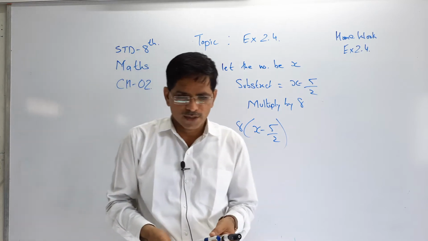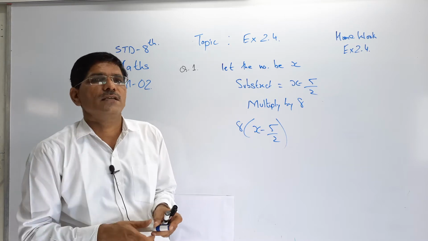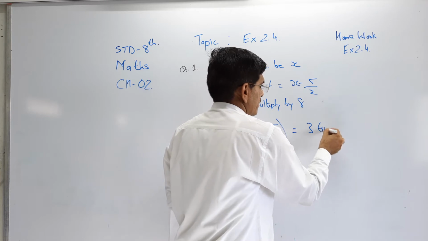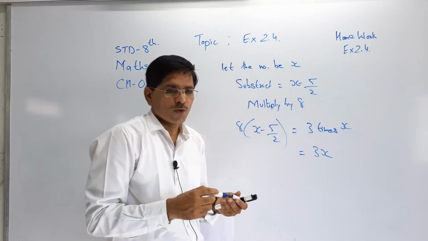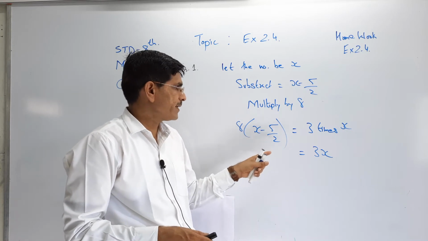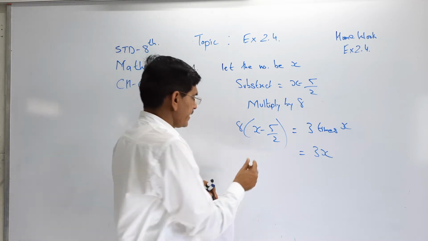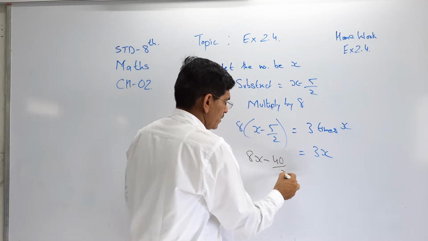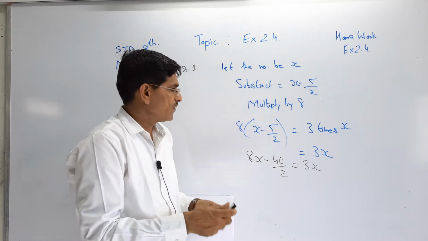Further, the result obtained is 3 times the same number she thought of. So 3 times x, we can say 3x. Now the question is in the form 8 in bracket x minus 5 by 2 is equal to 3x. If I open the bracket, then 8x minus 8 fives are 40 by 2 is equal to 3x.